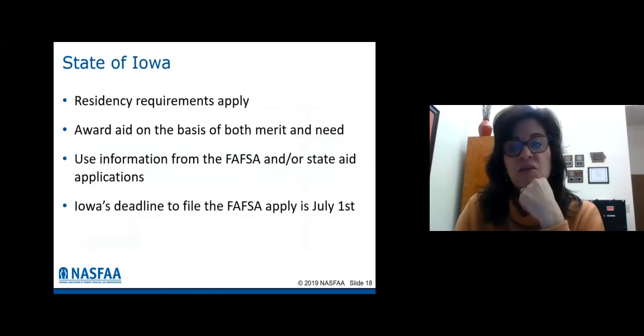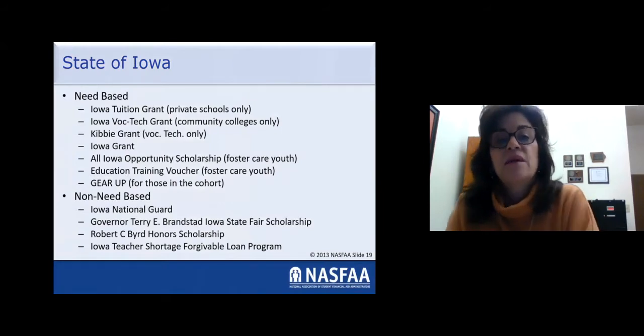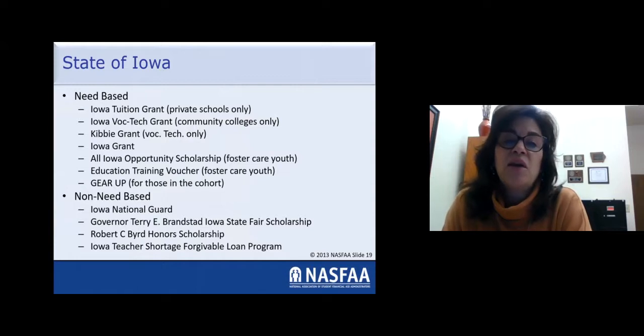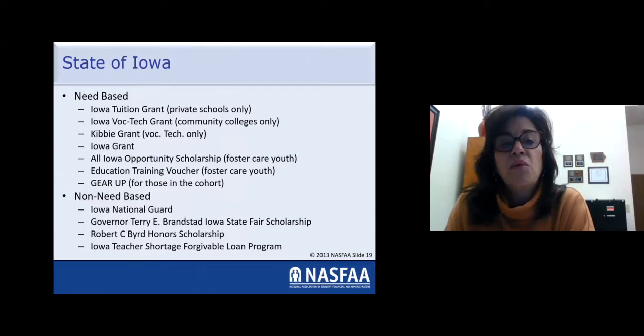Iowa's application deadline, I already said that, is July 1st, and here are some of the state of Iowa programs. The Iowa Tuition Grant, which is for private schools, the Voc Tech Grant, and the KIBI Grant are both for community colleges and Voc Tech schools. The Iowa Grant is no longer around at this time, so I should have updated that slide.